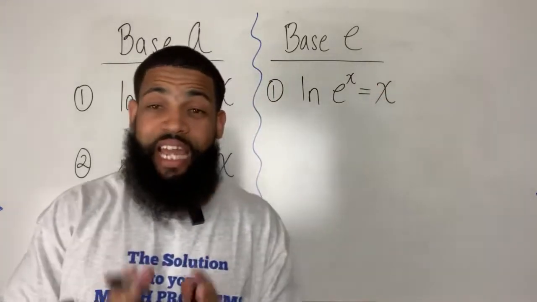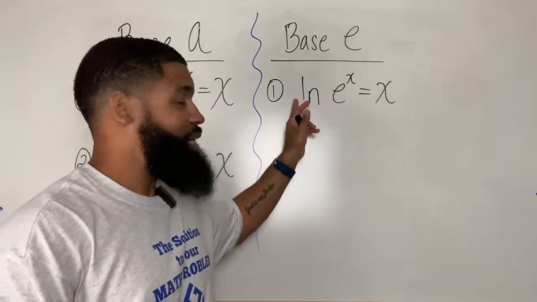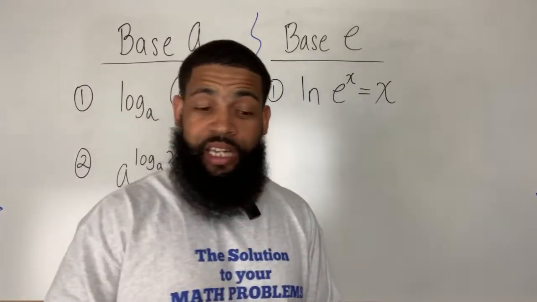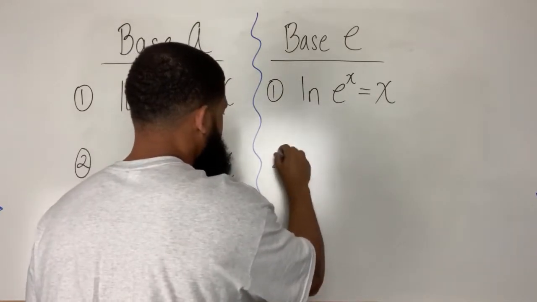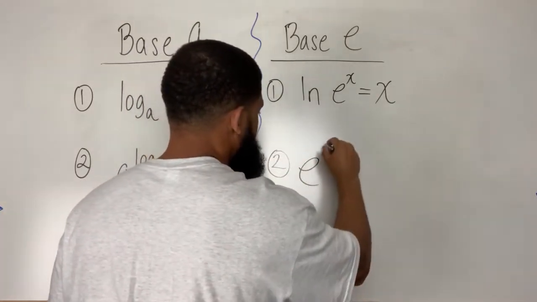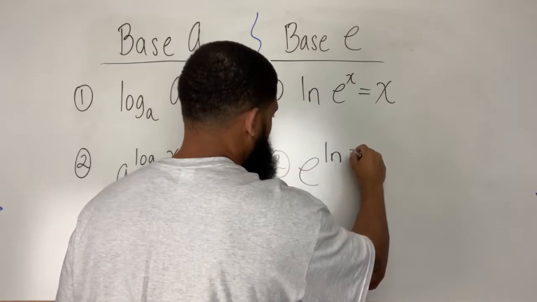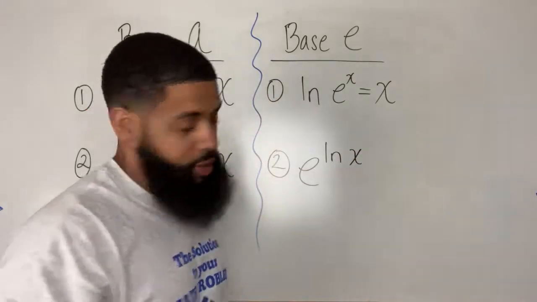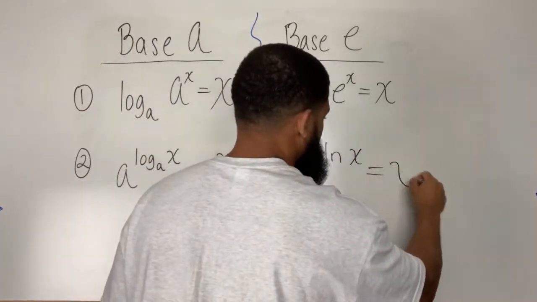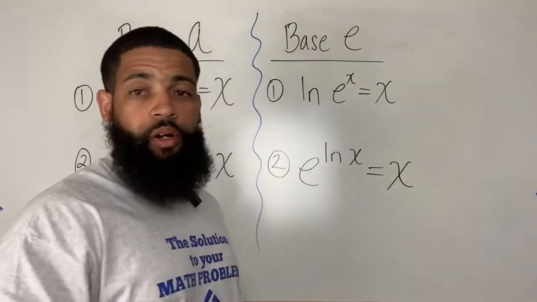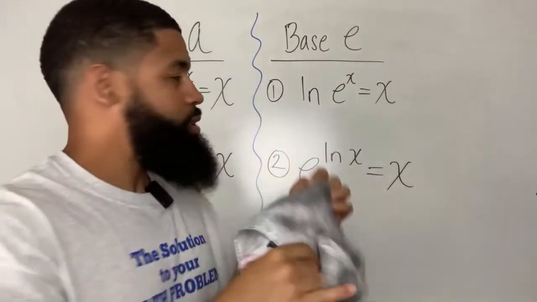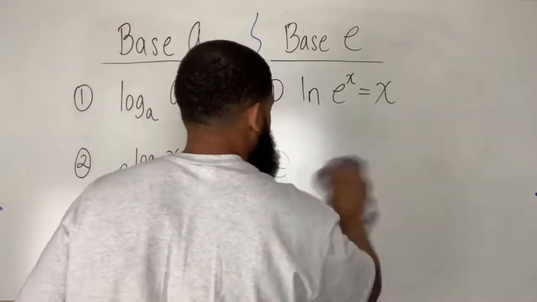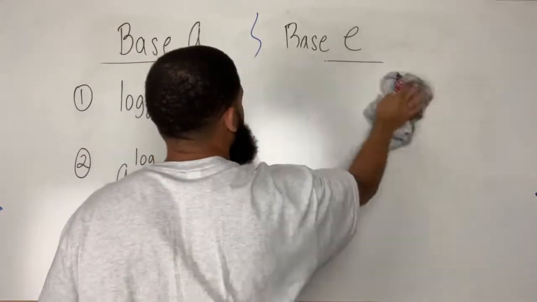ln represents natural log. I know that's kind of weird, but that's ln, and it represents the natural log. And then the second case, if I have e to the power of the natural log of x, that equals x. All right, so these are your rules. Let's go ahead and apply them.